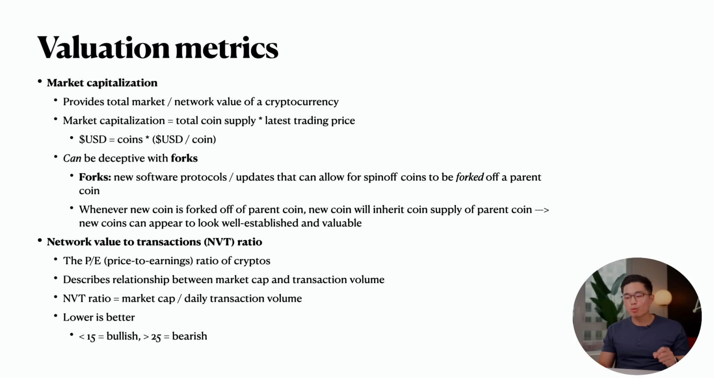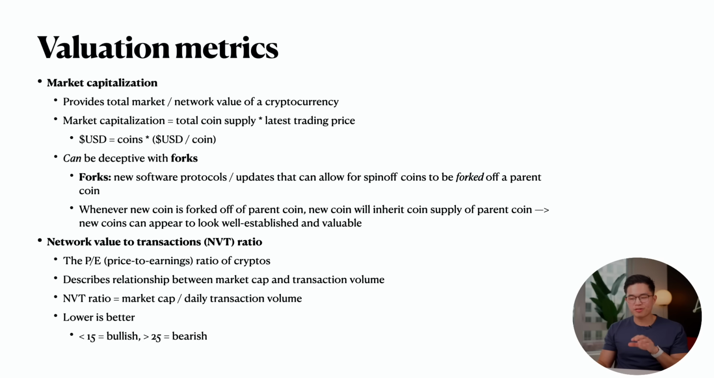And now let's talk about the network value to transactions ratio, aka the NVT ratio. This is essentially the PE ratio, or the price to earnings ratio of that crypto coin. And this is going to describe the relationship between the market cap and the transaction volume. To calculate the NVT, you take your market cap and divide it by the daily transaction volume. You're essentially looking for a lower number, right?